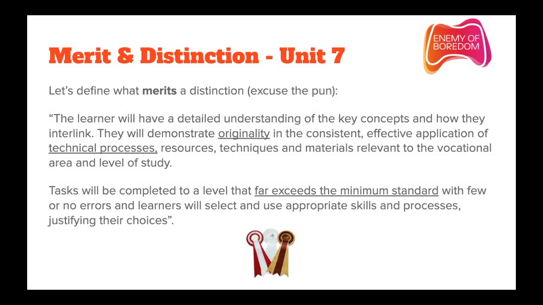According to the external examiner's notes on how to get a distinction, the learner will have a detailed understanding of the key concepts and how they interlink. They will demonstrate originality in the consistent, effective application of technical processes, resources, techniques and materials relevant to the vocational area and level of study. Tasks will be completed to a level that far exceeds the minimum standard, with few or no errors, and learners will select and use appropriate skills and processes justifying their choices.